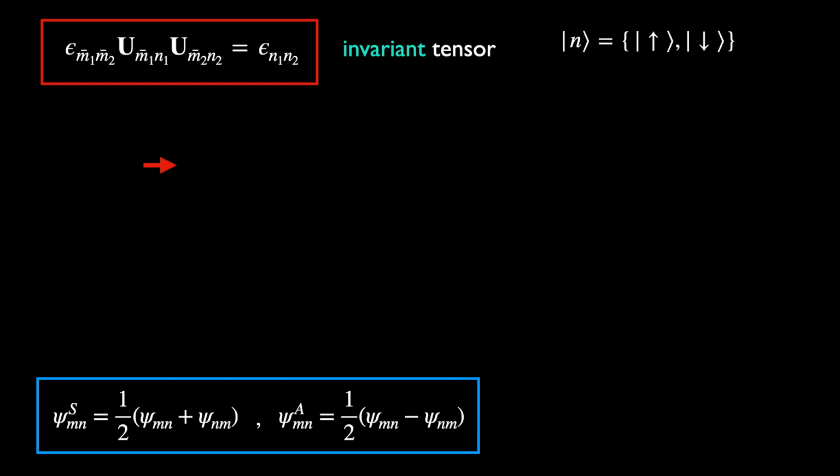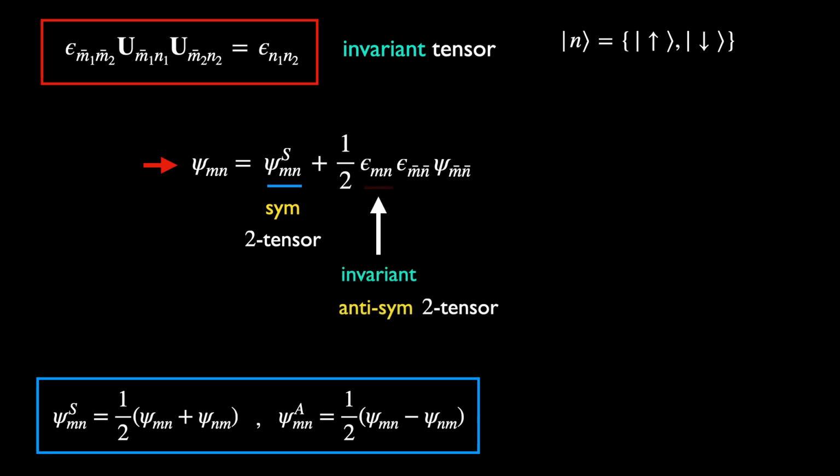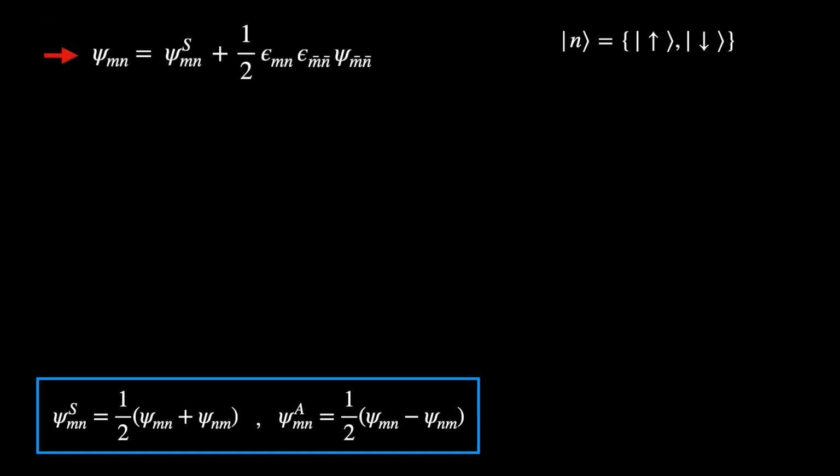Going back to the two-copy case, we see that psi can be separated into a symmetric tensor plus an invariant anti-symmetric tensor with a scalar coefficient. Scalar in this case just means some number that is invariant under rotation. We can apply this decomposition back to the state psi.